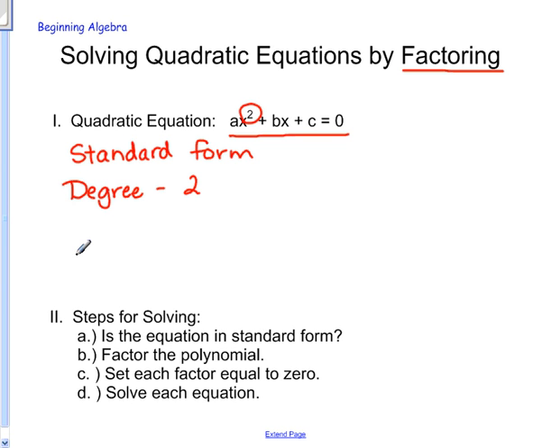Step 1 is the equation in standard form. If it is not, then you need to rearrange the equation and put it in standard form. That means descending order of your variable and then equal to 0. Step 2 is going to be to factor the polynomial that you have on one side of the equation. The next step will be to set each one of those factors equal to 0. This will give you smaller equations that you will then solve. So keep this list of steps next to you as you look at the examples that we're going to be going over.